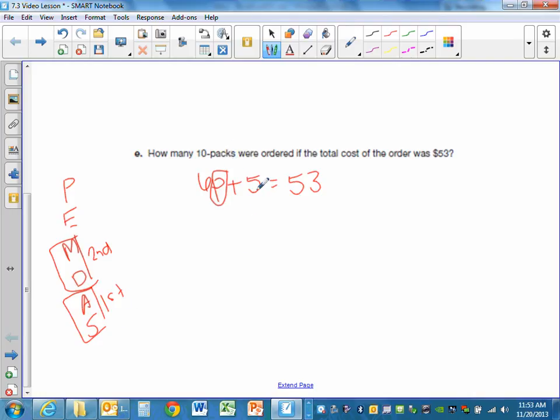If I start with addition and subtraction, you need to do the opposite, the inverse operation, and the opposite of adding 5 is subtracting 5. You need to do it to both sides. I get 6p equals 48. Remember that 5 minus 5 cancels out.